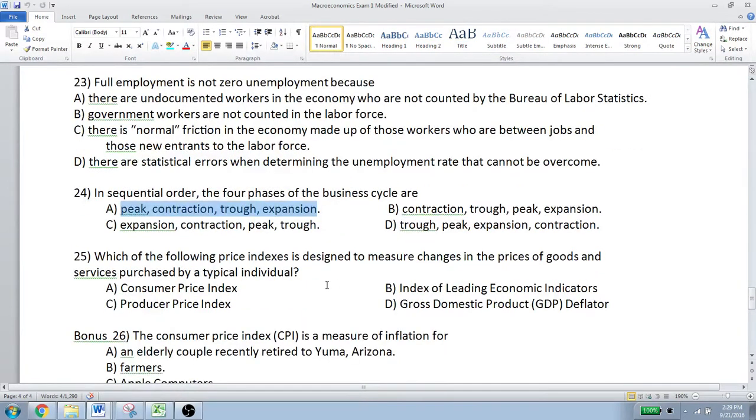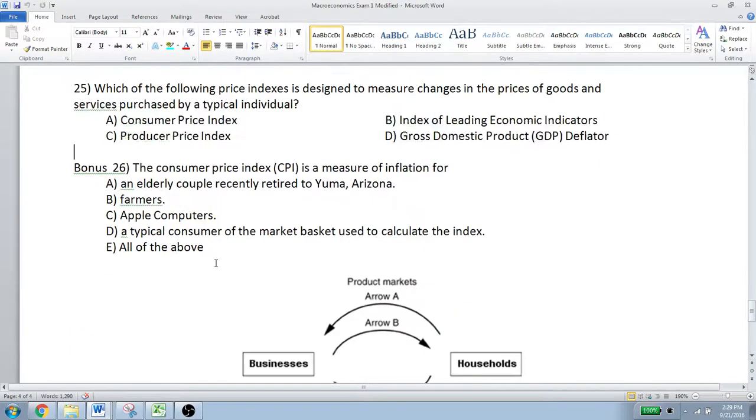Which of the following price indexes is designed to measure changes in the price of goods and services purchased by a typical individual? Well, typical individuals are covered by the consumer price index. If I was asking about buying behaviors of producers or of other behavior, then I'd be looking at a different answer.